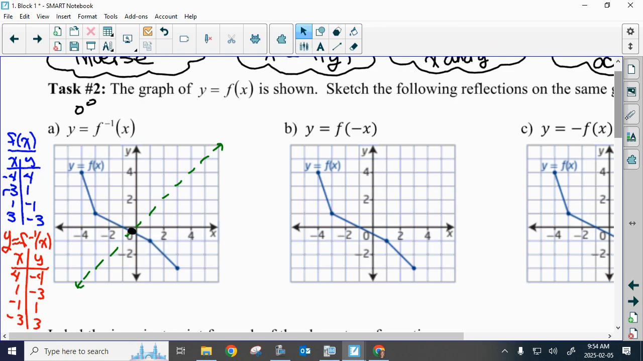So when I graph the inverse, I'm going to plot my 4 and my negative 4. So that point has just been reflected across that line. And then I've got 1 and negative 3.